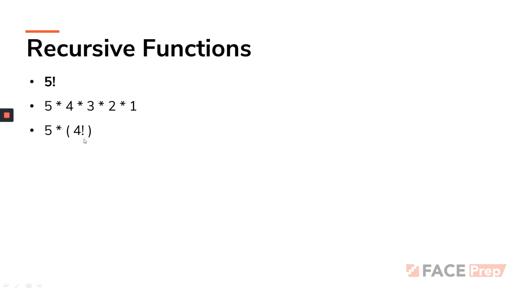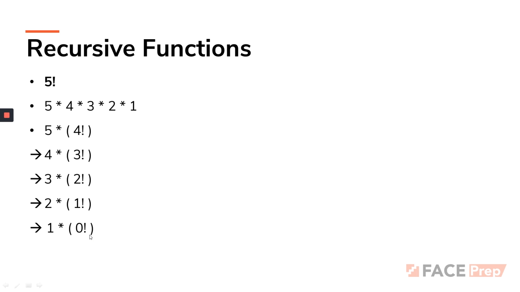So can you split 4 factorial? Yes, you can split 4 factorial as 4 into 3 factorial, right? Similarly, 3 factorial can be split as 3 into 2 factorial. 2 factorial can be split as 2 into 1 factorial. And finally, 1 factorial can be split as 1 into 0 factorial. You should also know that 0 factorial is not 0, but 0 factorial is 1. Based on these concepts, guys, we will try to write the recursive function for this factorial function.